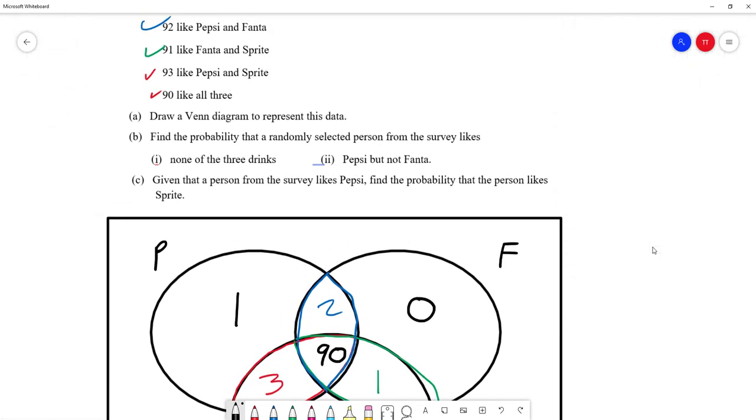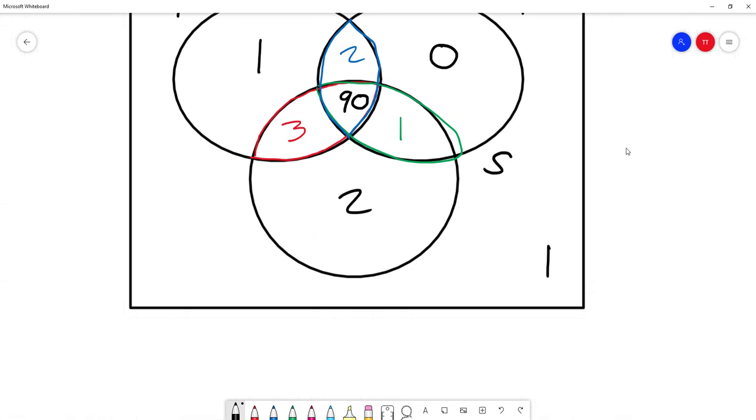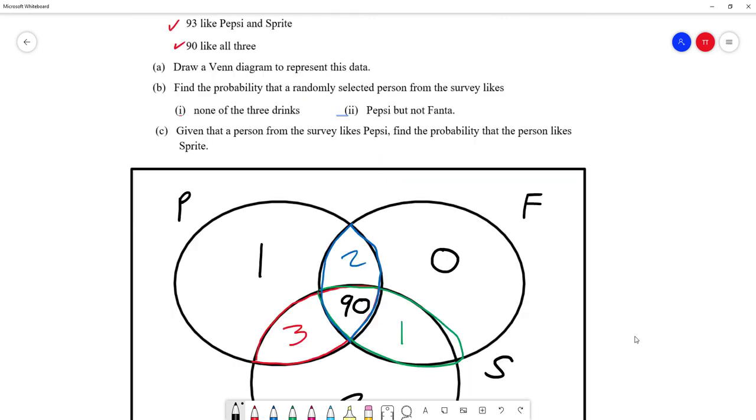So now it says, find the probability that a randomly selected person from the survey likes none of the 3 drinks. So that's the number on the outside. So we can say, right, so that's going to be B part 1. 1 out of 100 people is the probability.